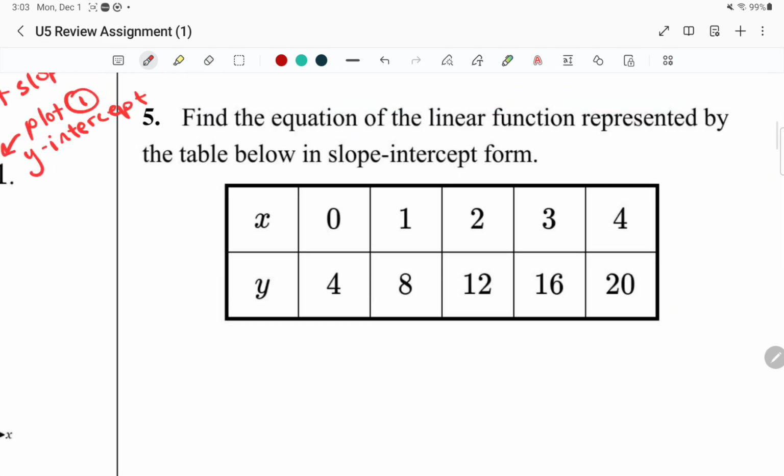Find the equation represented in the table below in slope-intercept form. So my goal is to make y equals mx plus b. And then I see as my x's go up by 1, so my change in x, I'm going to need y on top, because when we do slope, y has to be on top.